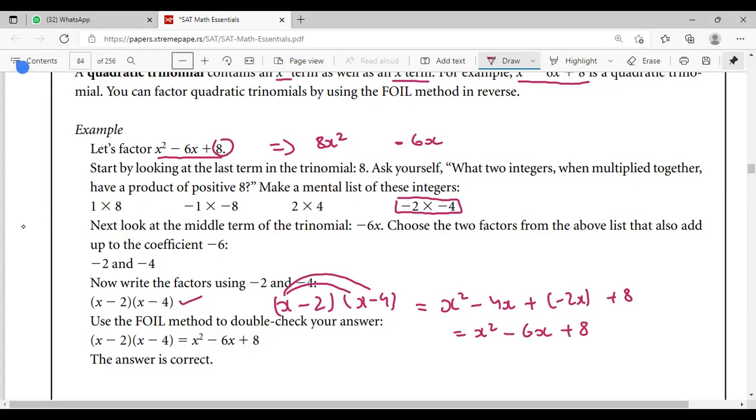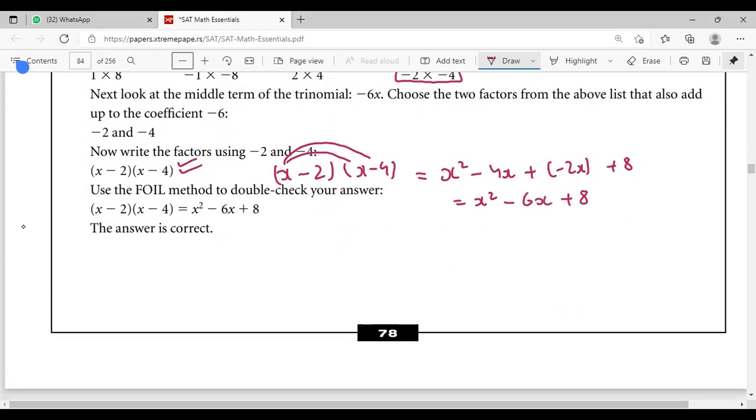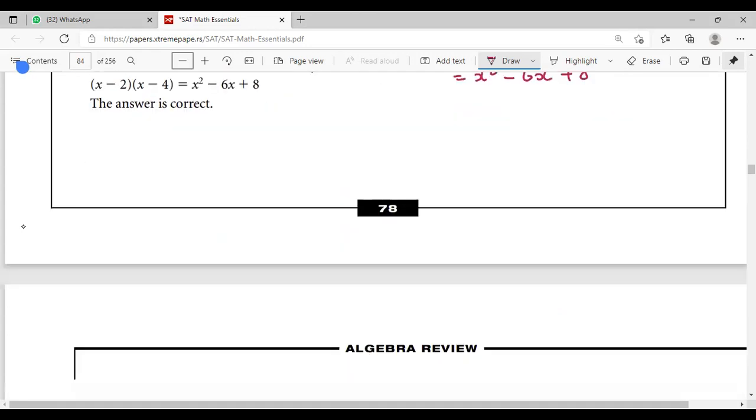So this is how you can do it directly. Once you have your two numbers, such that when you multiply them, you get 8x square, and when you add them, you get minus 6x, you can write it down directly like this. Is it clear? Yes, ma'am.